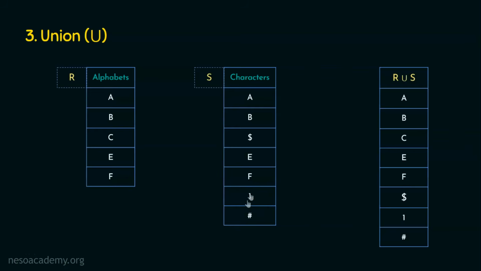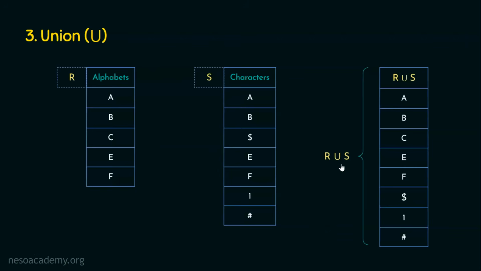Then coming to 1, 1 is there only in S and not in R, so 1 will also be there in the output. And the hash symbol is not available in the relation R but is available in S, so this will also be available in the output table. So this is the working of R union S. In simple terms, if we consider two relations R and S, the output will contain the members of R or the members of S or both. This example is just for understanding purposes.